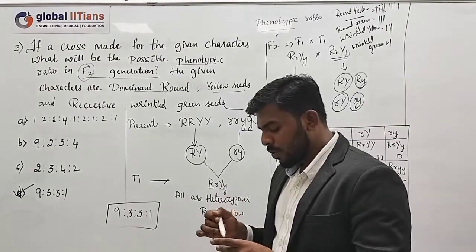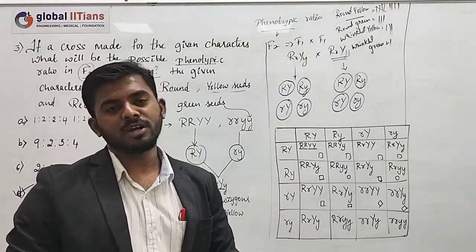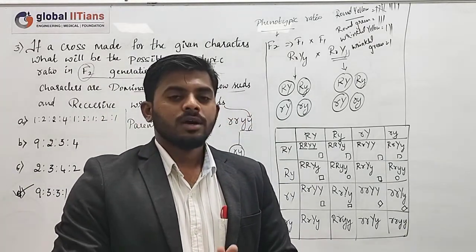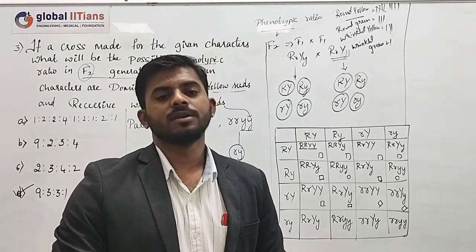Okay, so this is how we have to tackle this kind of a question. It's very simple. It's a simple dihybrid cross. They just asked us to see what is the phenotypic ratio, which is going to be 9 is to 3 is to 3 is to 1.